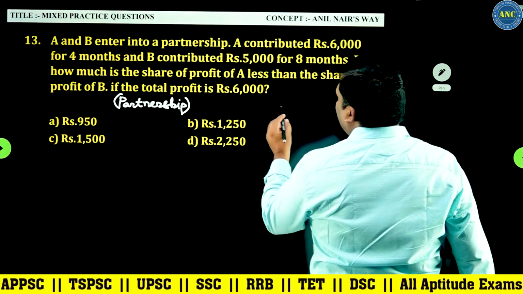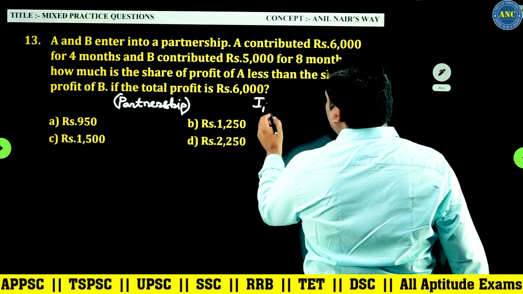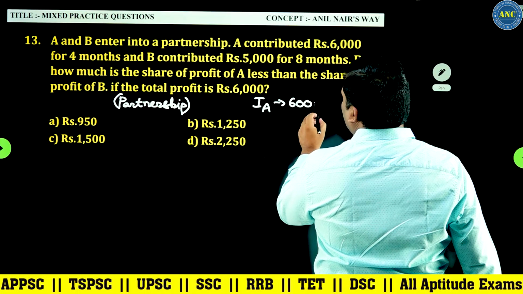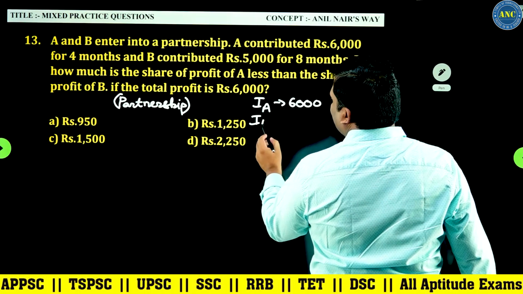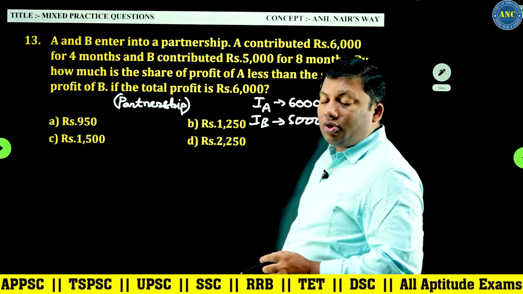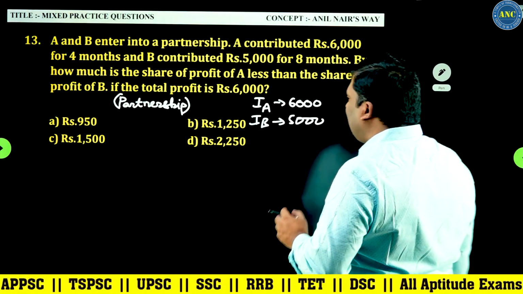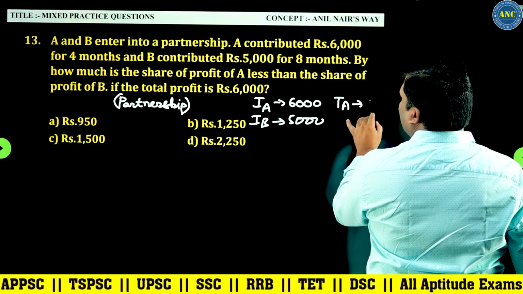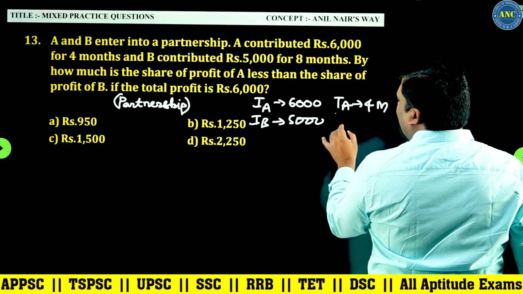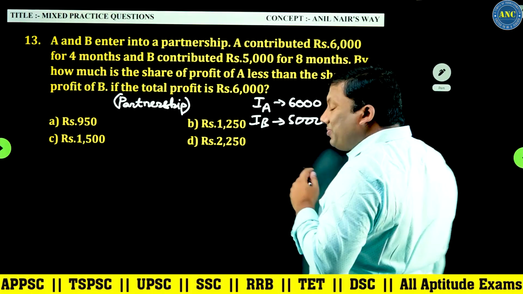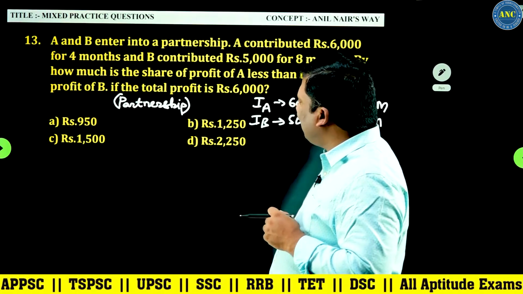So there are two people. The investment of A is 6,000. Investment of B is 5,000. And the time periods are also given. What are all given in the question? Investments are given and time periods are given. Time period for A, the time he invested in the business, is 4 months. And B invested it for 8 months. Investments are given, time periods are given, right?